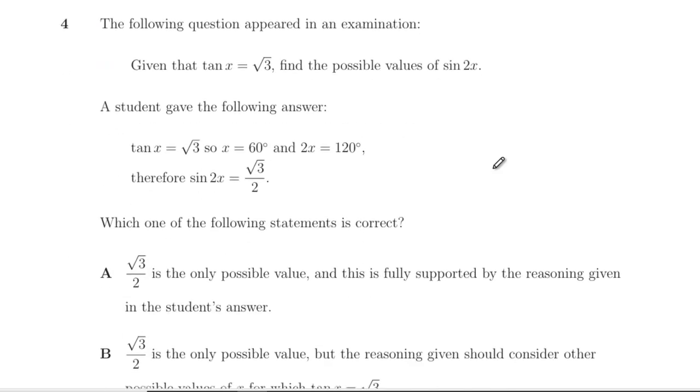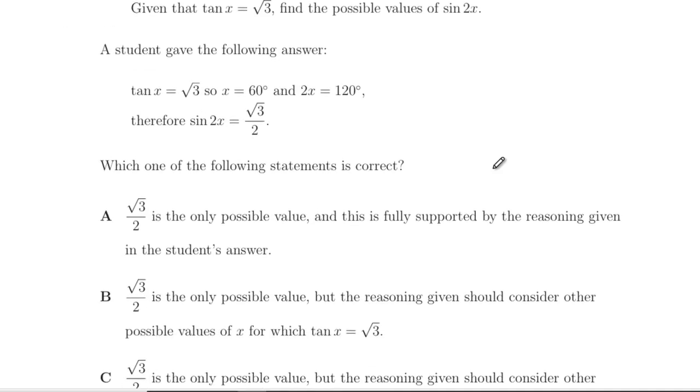The following question appeared in an examination. Given that tan x equals root 3, find the possible values of sine 2x. The student gave the following answer. Tan x equals root 3, so x equals 60 degrees. Well, it might do, yeah. And 2x equals 120 degrees, therefore sine 2x is root 3 over 2. Which one of the following statements is correct?